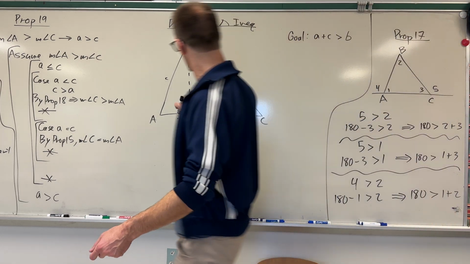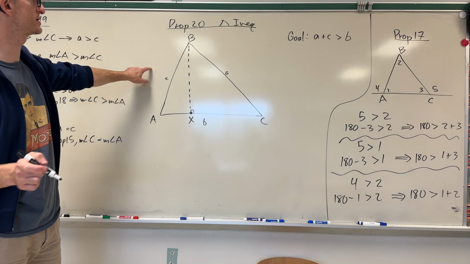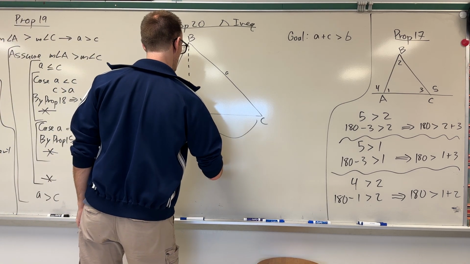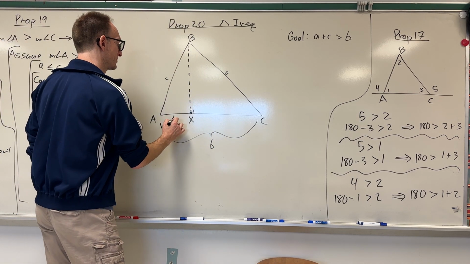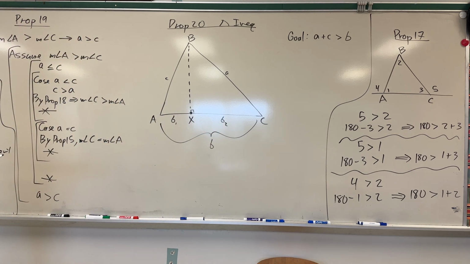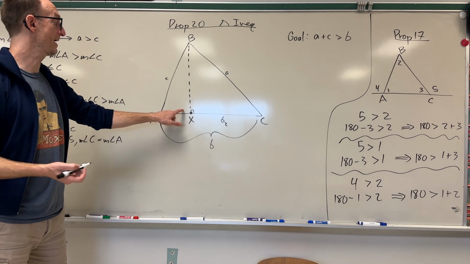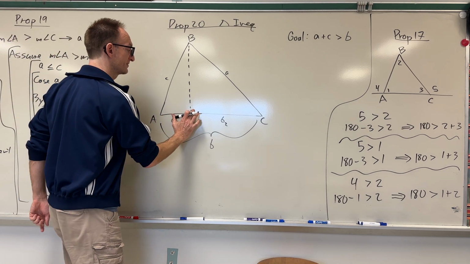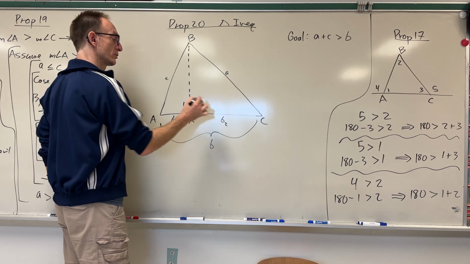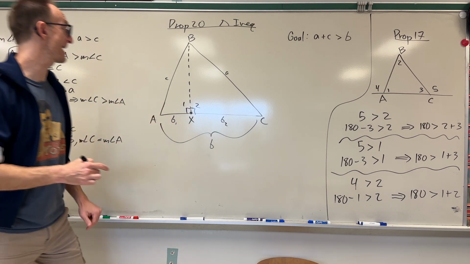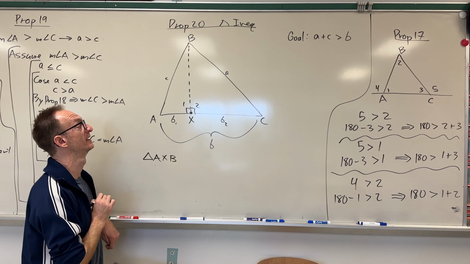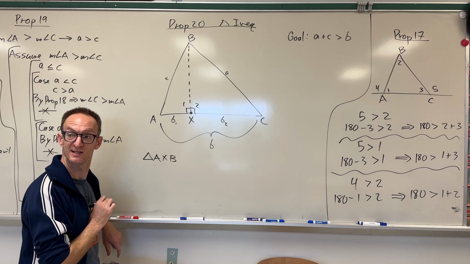So, moving back to the goal, which is to show that A plus C is greater than B, B being this whole thing, we could call this B1 and B2. So I drop this perpendicular from B to X, and now let's give these angles names. These are right angles, but let's call this angle 1 and angle 2. In triangle AXB, what can be said about angle 1? It's the greatest angle. It's the biggest, yeah?